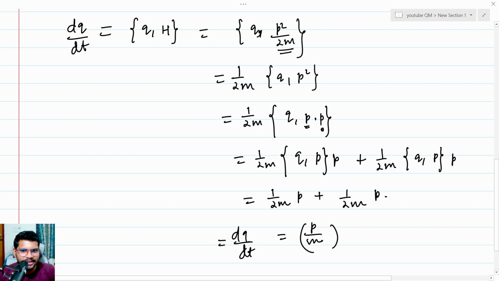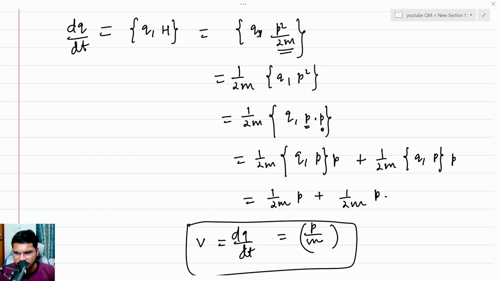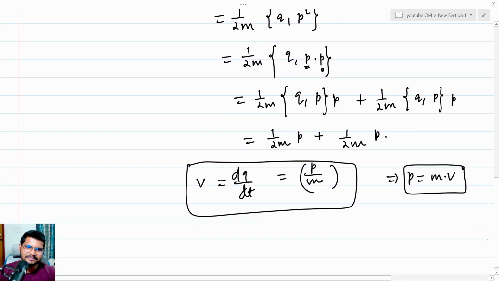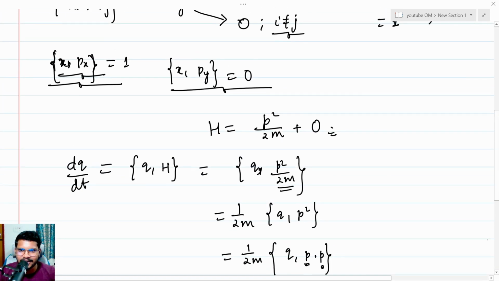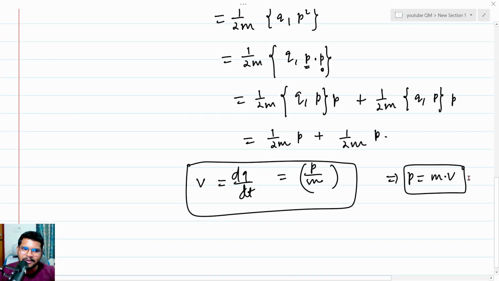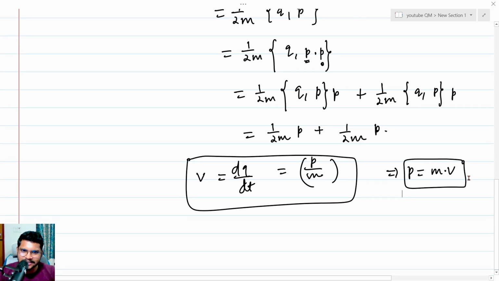dq by dt is basically what? The coordinate derivative is velocity. So any particle that is free to move in space without any influence, without any acceleration, there is no mgh, no acceleration applied to it, there is no potential energy, therefore the momentum is just there, isn't it? So momentum is going to be constant. P is equal to m into v, right? So this is how we can easily find out the momentum without doing anything particular. That is the interesting thing.